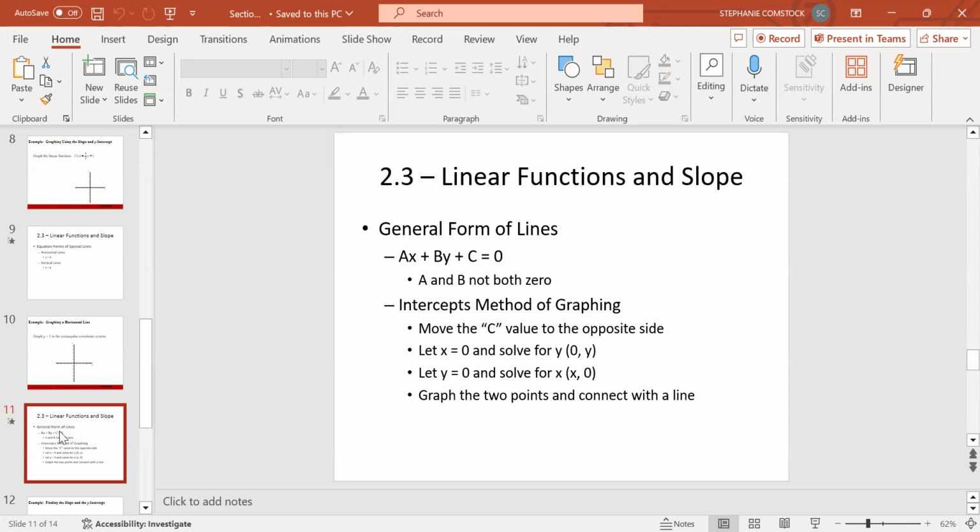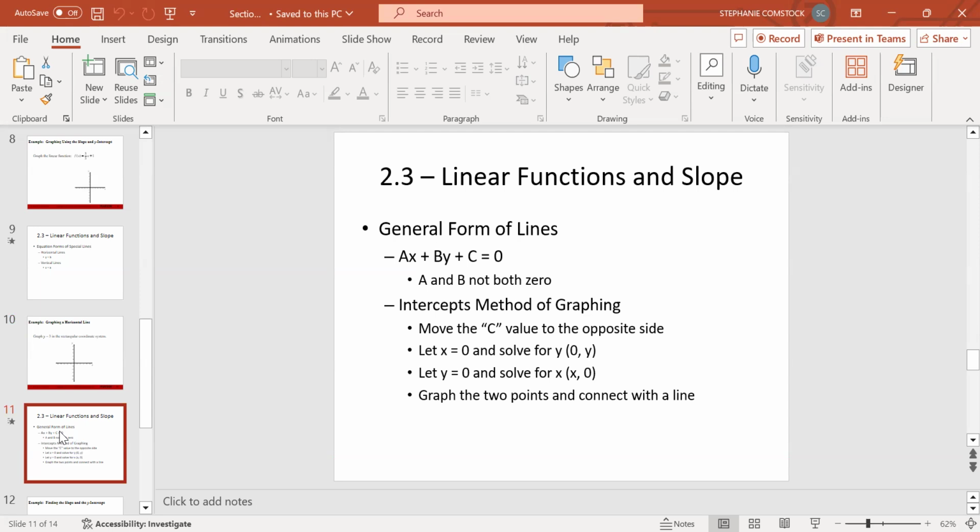If b is 0, then that 0 times y will go to 0, and I would have the ax and the c part. Again, a and c would be numbers respectively. So it would be x equals, going to be vertical. If a and b were both 0, then the x and the y both disappear. That becomes problematic because then I don't have variables left.